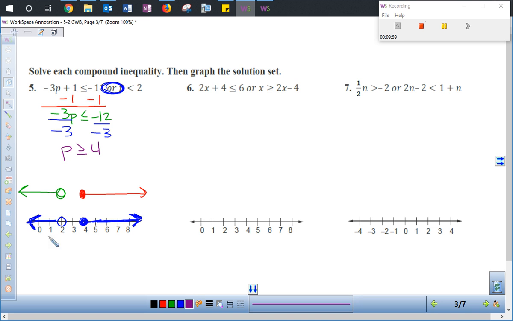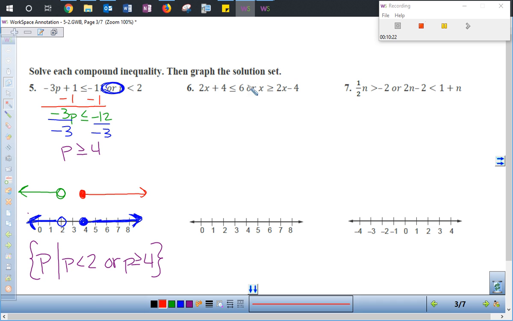Then we write our set builder notation. So we have the set of all p's such that, I'm going to describe this guy over here, open dot on 2, arrow to the left, p is less than 2. Here's a gap, so we write the word or, closed dot on 4 with an arrow going to the right, p is greater than or equal to 4.